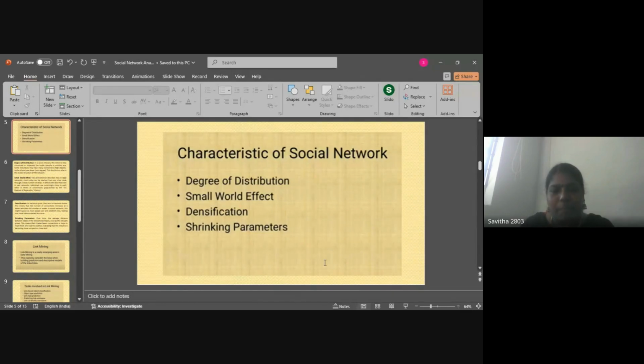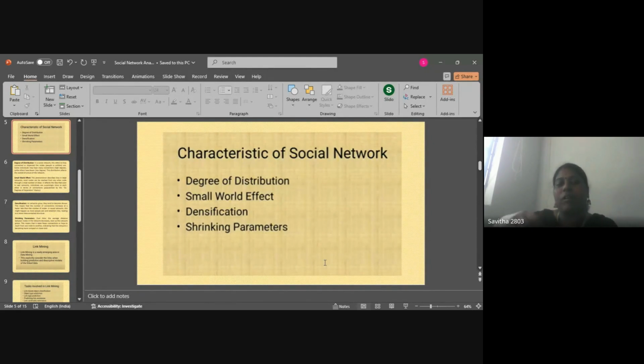Small world effect means that the connections between people in a social network lie within only a smaller area. The nodes are interconnected, and the connection between two individuals passes through only a small number of nodes. That is the small world effect.